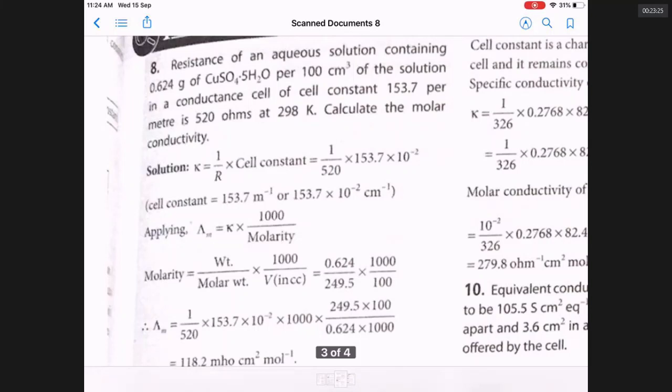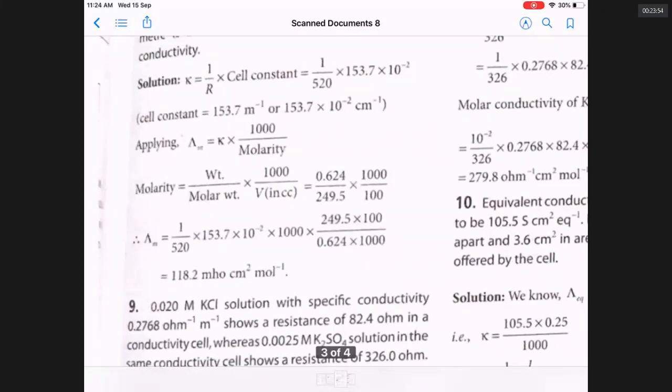You remember K into R is equal to cell constant. If K into R is equal to cell constant, K is equal to cell constant by R. So I got the K value. I know the molarity. Therefore, molar conductance is equal to K into 1000 by molarity of solution. Finally, I simplify and I approximate to get the answer 120. If I do it very accurately, my time will be wasted. So I will do it approximately.